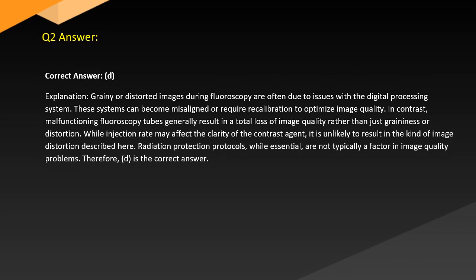Answer. Correct answer: D. Explanation. Grainy or distorted images during fluoroscopy are often due to issues with the digital processing system. These systems can become misaligned or require recalibration to optimize image quality. In contrast, malfunctioning fluoroscopy tubes generally result in a total loss of image quality rather than just graininess or distortion, while injection rate may affect the clarity of the contrast agent but is unlikely to result in the kind of image distortion described here. Radiation protection protocols, while essential, are not typically a factor in image quality problems. Therefore, D is the correct answer.